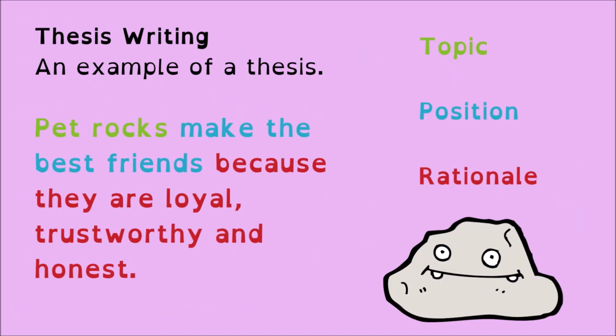This is my example of a thesis. I've got my topic in green, my position in blue, and my rationale in red. So I've said pet rocks make the best friends because they are loyal, trustworthy, and honest. So my first argument in the body of my persuasive spoken text would be why they're loyal. My second argument would be why they're trustworthy. And my third argument would be why they're honest.